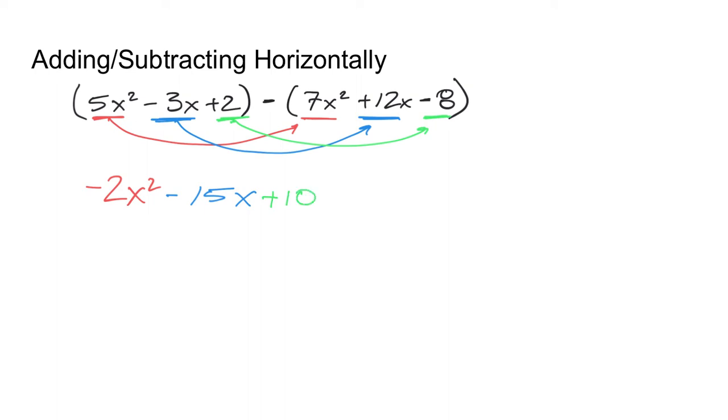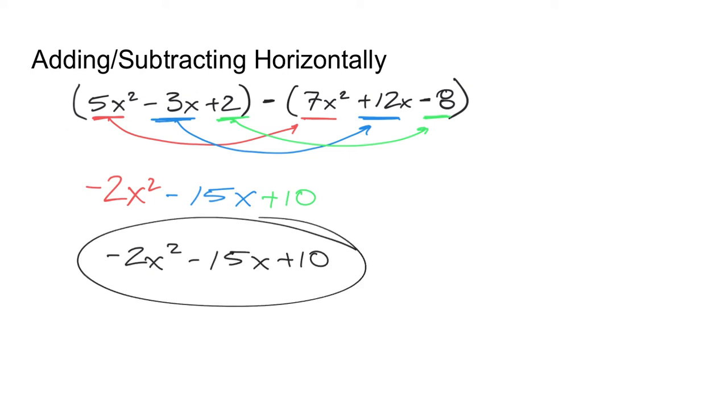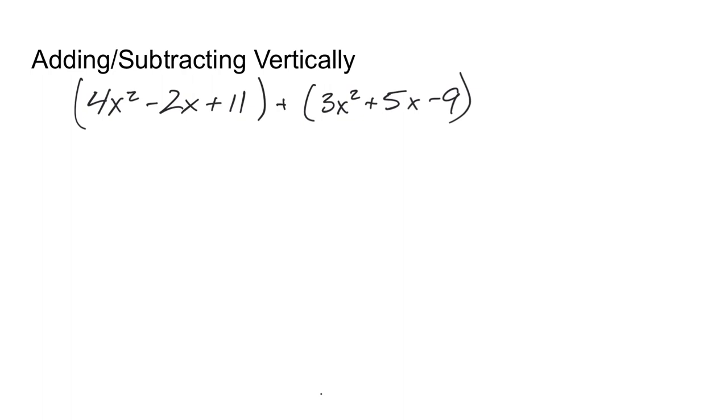So let's rewrite it all in black. Negative 2x squared minus 15x plus 10. Simplified and final answer. Again, I am subtracting two polynomials. My answer is a polynomial. Now we are adding two quadratic or second degree trinomials again. Just a common example we're going to use.